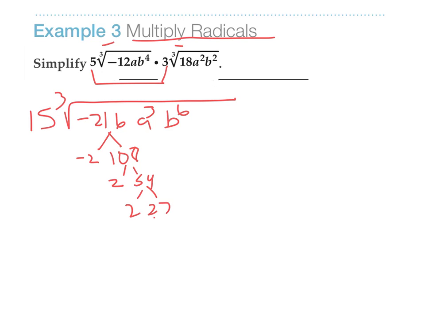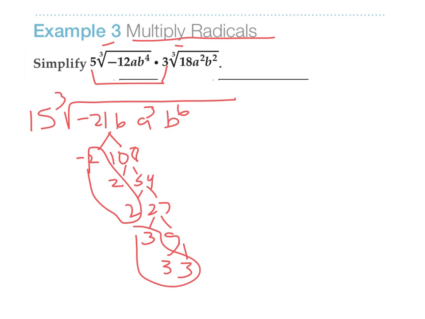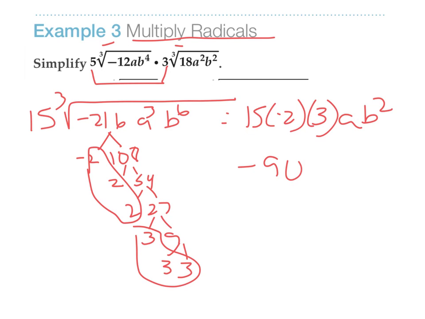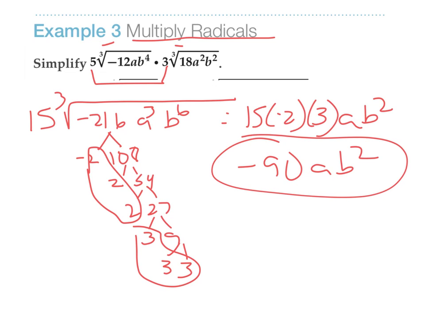It's 2 and 27, 3, 9, 3, and 3. So we're looking at 3 numbers. So we have 3 2's, and they're negative, and we have 3 3's. So if we pull them out with our 15, I have a negative 2, I have a positive 3, I have 3 A's, and I have 6 B's, but 3 goes into that 2 times, so I have 2. So if I finish up the math, this will actually end up as a negative 90 AB squared. And so there it is multiplied.